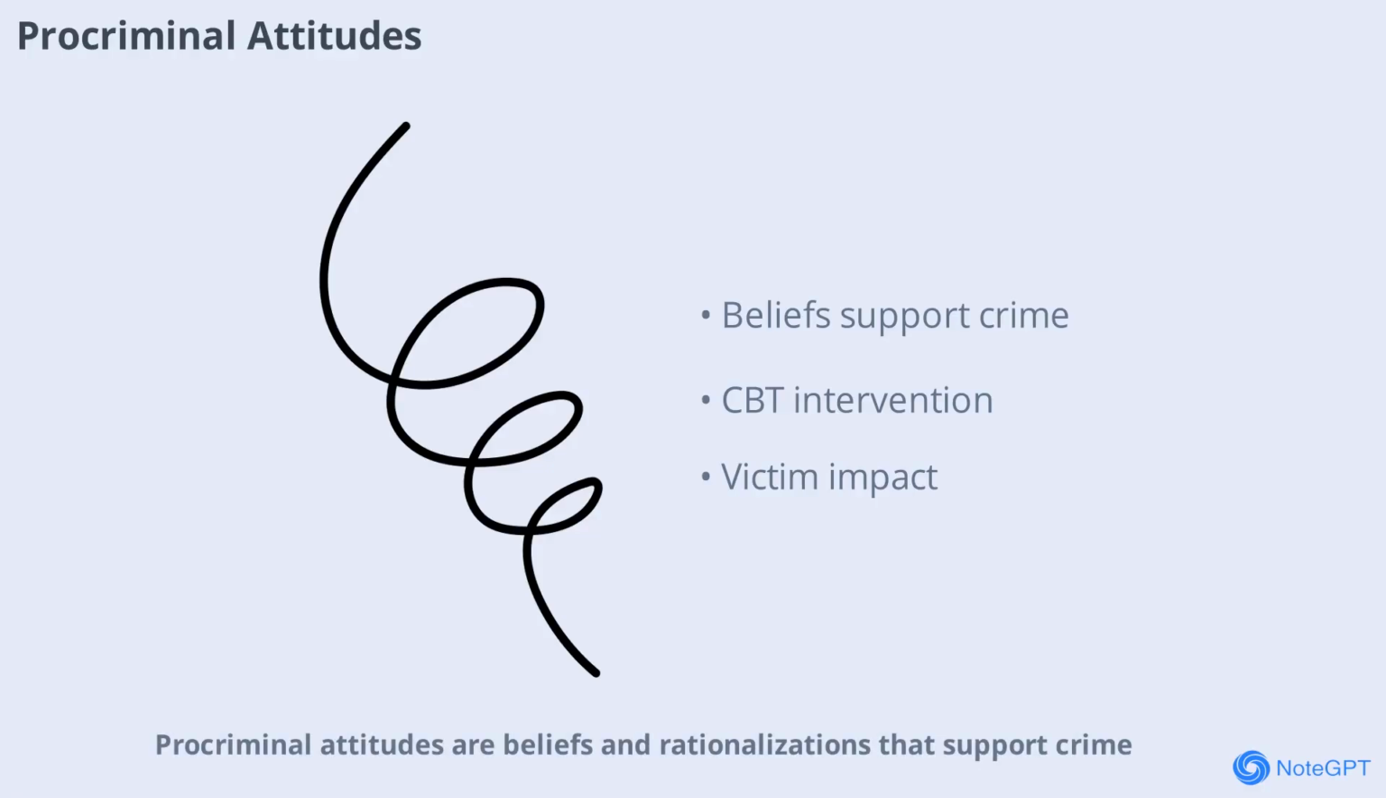Criminal attitudes are beliefs and rationalizations that support crime, such as hostility toward the law or minimizing harm to victims. Interventions target these attitudes through cognitive behavioral work, helping individuals develop prosocial beliefs and challenge justifications for crime. For example, replacing "they deserve it" with understanding victim impact.